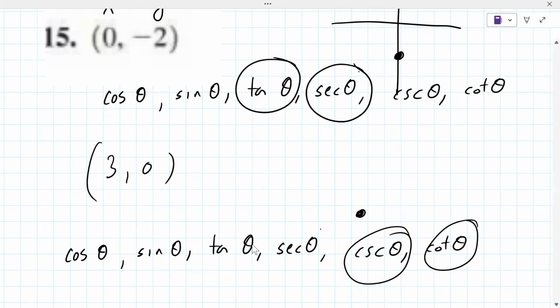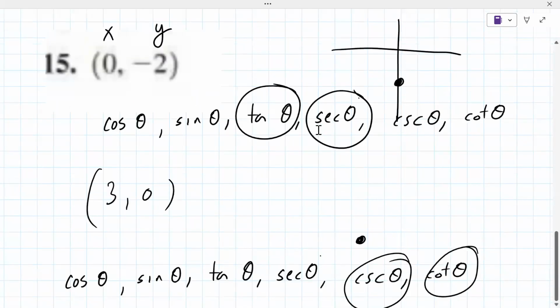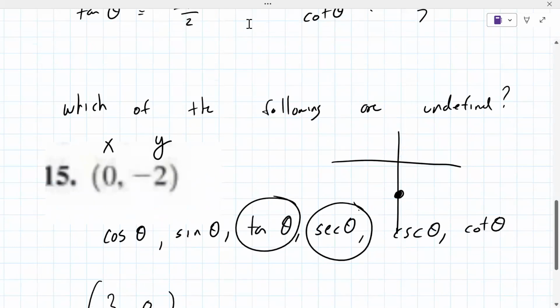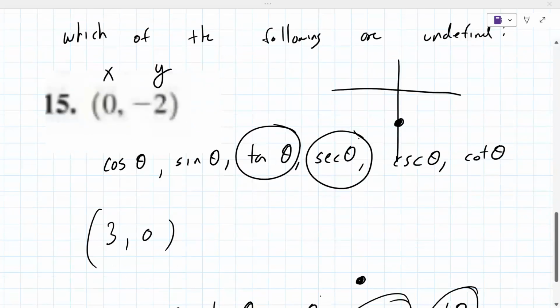You may be asked to find the other ones though too. I just sort of worded this differently to give you a variation on it. Questions, thoughts on that? I don't think so. Okay.